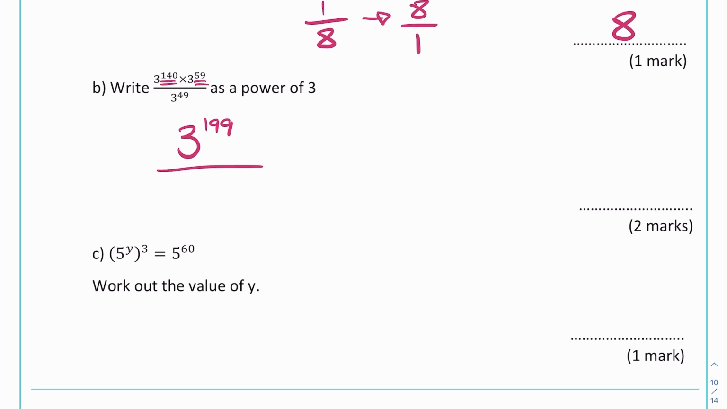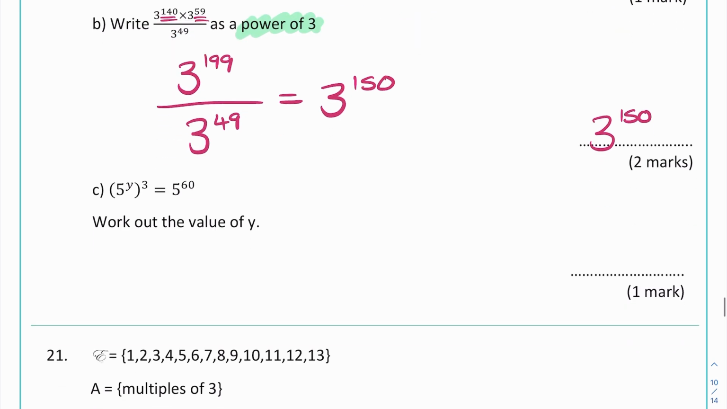On the bottom, we have 3 to the power of 49. We know that when we are dividing with the same base number, which we have in all of these, we subtract the powers. So 199 on the calculator, take away 49, leaves us with 150. So that is 3 to the power of 150. It says to leave your answer as a power of 3, so I just need to write that as 3 to the power of 150. And there you go, final answer.